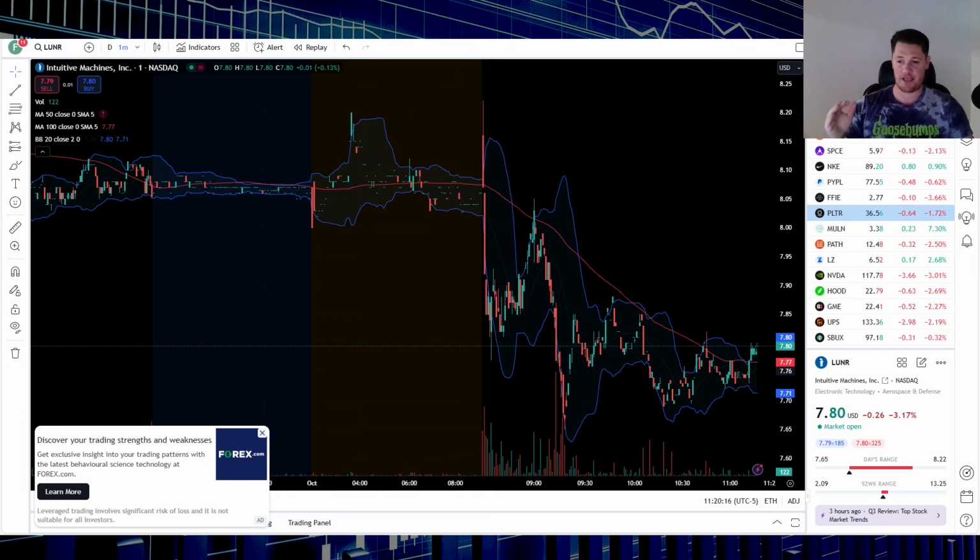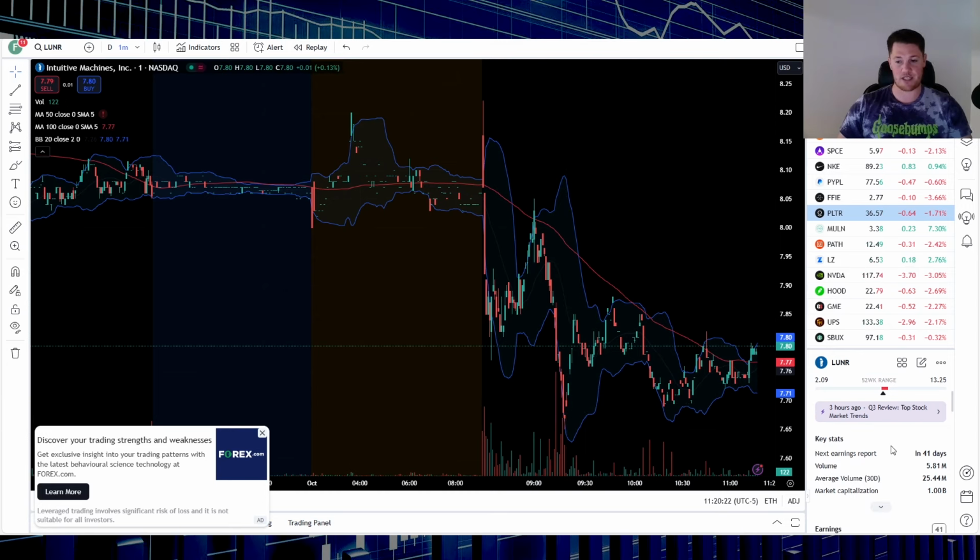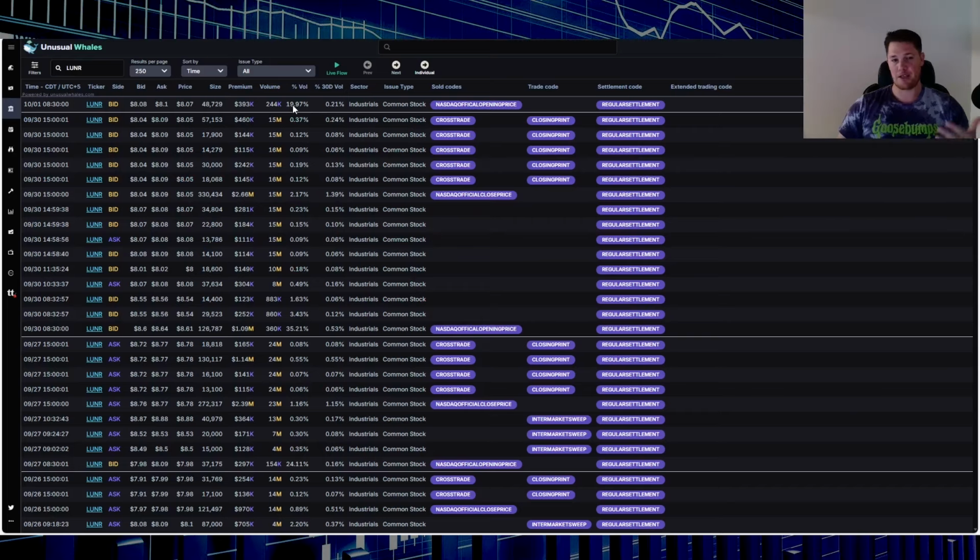So starting off, it is down 3.17%, slightly recovering from its lows of $7.65, with 5.8 million shares being traded, and 25.4 million is the average. The majority of the volume happening today is linked to shorting as well as algorithmic trading, so you're not seeing that much from institutions today. Only one transaction on the secondary market above $100,000. Same goes for yesterday.